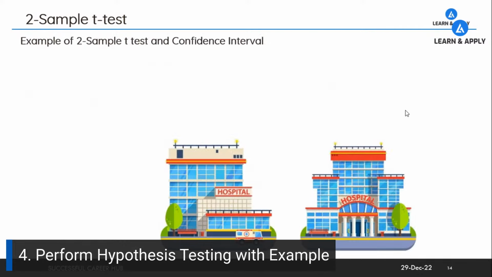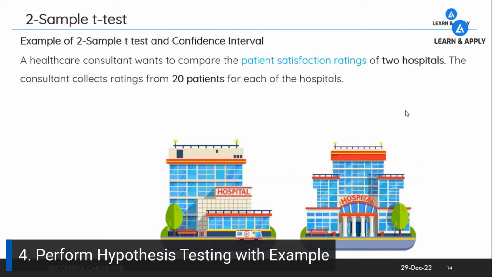This is an example. We are going to compare two samples. We are going to compare two hospitals here. A healthcare consultant wants to compare the patient satisfaction ratings of two hospitals. This is hospital A and this is hospital B. The consultant wants to compare the satisfaction ratings of 20 patients from each. For that purpose, the consultant takes 20 patients from hospital A and 20 patients from hospital B, and wants to compare these ratings so that he can say what the average rating of both hospitals is and whether they are significantly different or not.